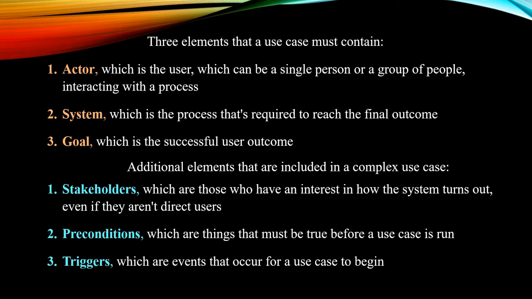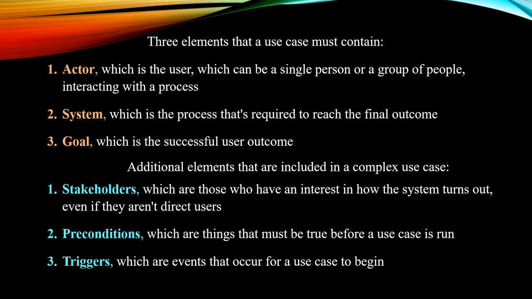The three elements that a use case must contain, I've mentioned this to you earlier, that use cases involve three elements. Firstly, the actor, which is the user. It can be a single person, a group of people, or an institute interacting with a process. System, which is the process that is required to reach the final outcome. And goal is the successful user outcome. Again, a goal is a successful output.